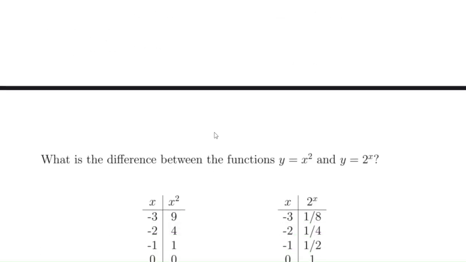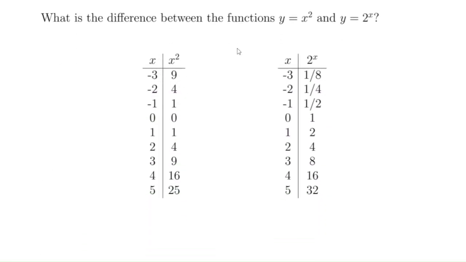Now, we're going to begin with the function e to the x, but before we can talk about e to the x, I want to talk about what is the difference between the functions y equals x squared and y equals 2 to the x. Well, 2 to the x is an example of what's called an exponential function. Okay, it's not a polynomial. Now, x squared is not an exponential function, it's a polynomial. In fact, it's a quadratic function.